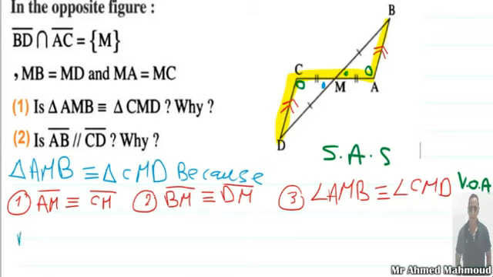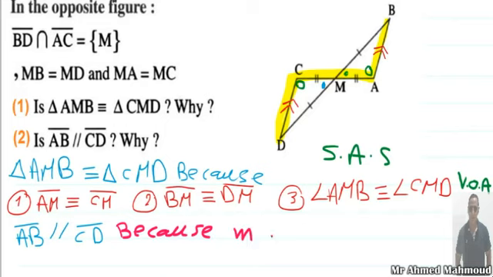AB is parallel to CD because measure of angle A equals measure of angle C, and of course they are alternate angles. Okay, let's solve the next one.